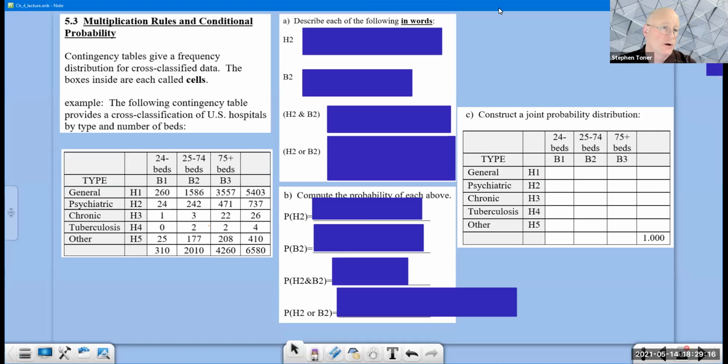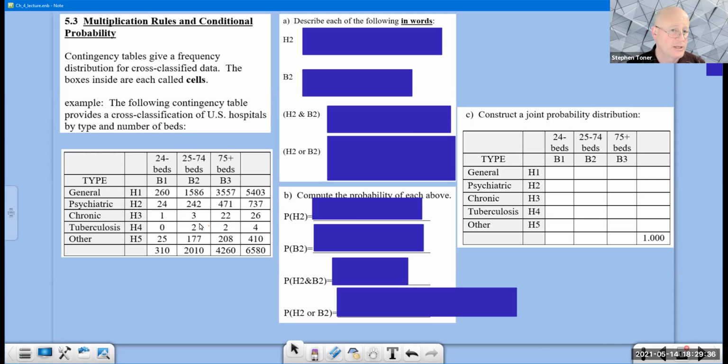In this video, we are going to look at multiplication rules and conditional probability. Now the logic is going to get a little bit deeper, and you're going to have to pay a little bit more attention than in the last video, which dealt with classical probability.